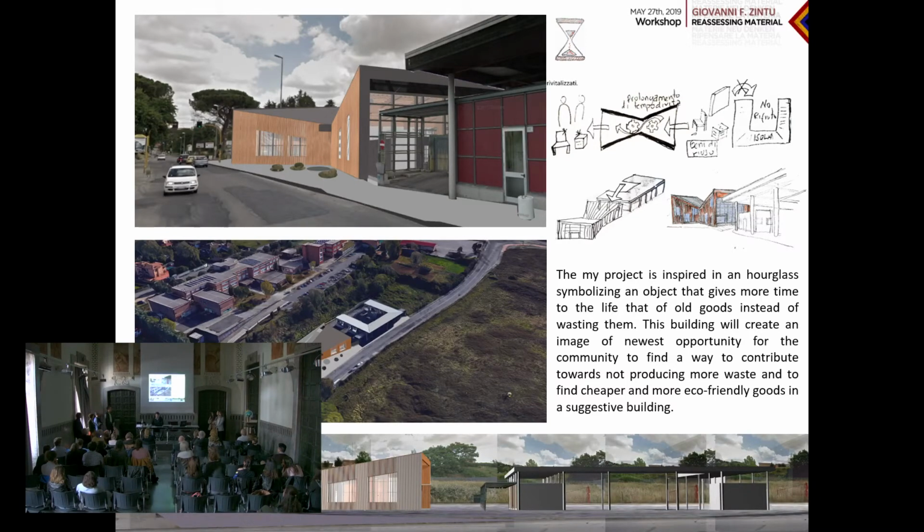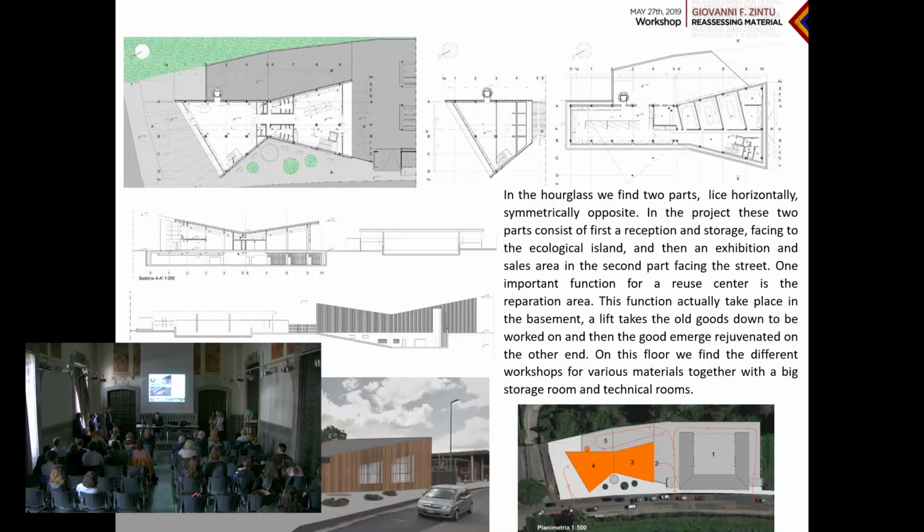Of newest opportunity for the community to find a way to contribute towards not producing more waste and to find cheaper and more eco-friendly goods in a suggestive building. In an hourglass, we find two parts lying horizontally symmetrically opposite. In the project, these two parts consist of first a reception and storage, facing the ecological island, and then an exhibition and sales area in the second part, facing the street.